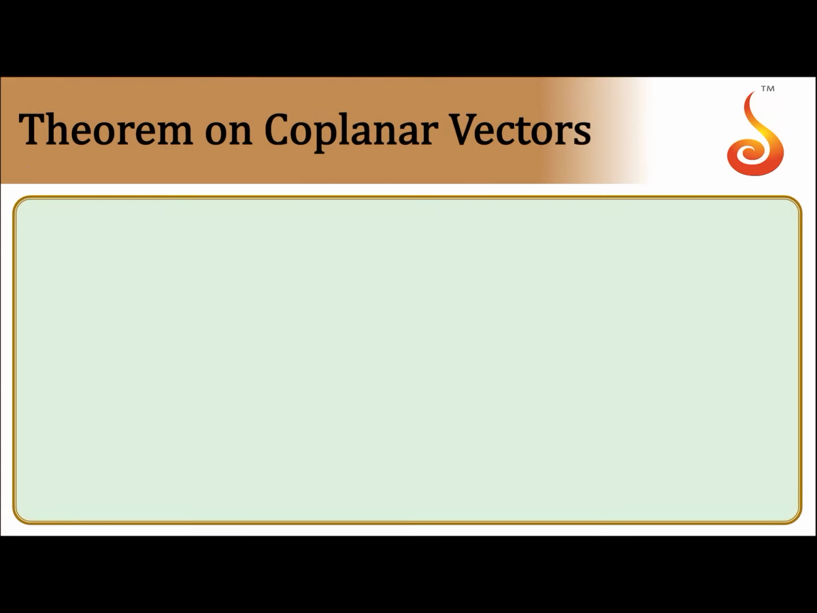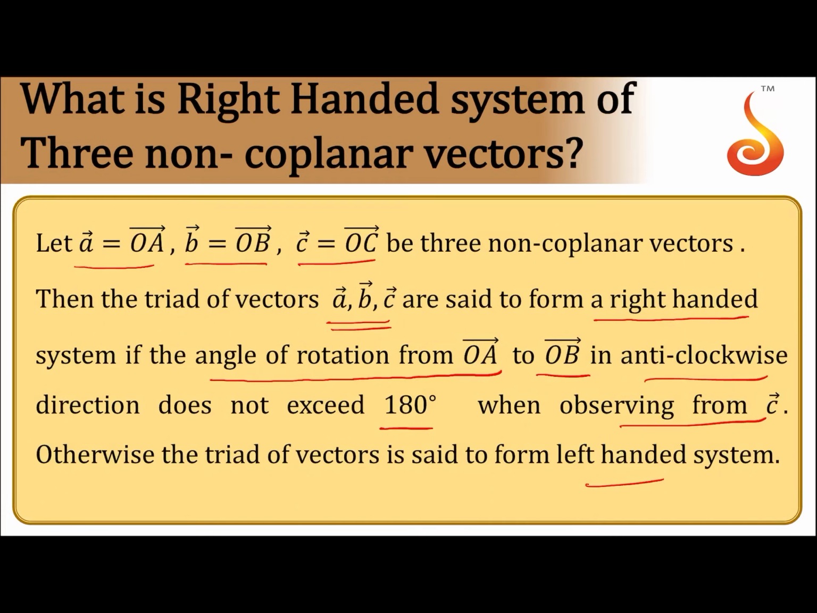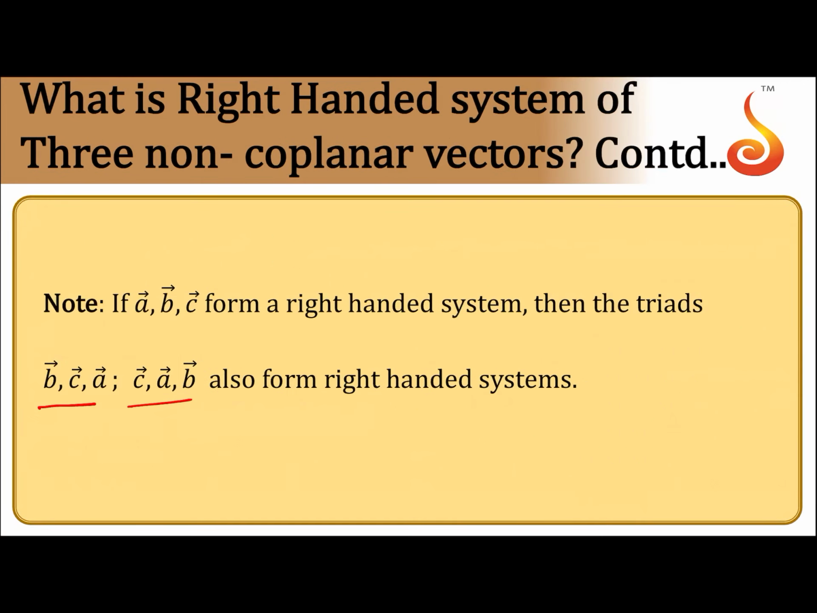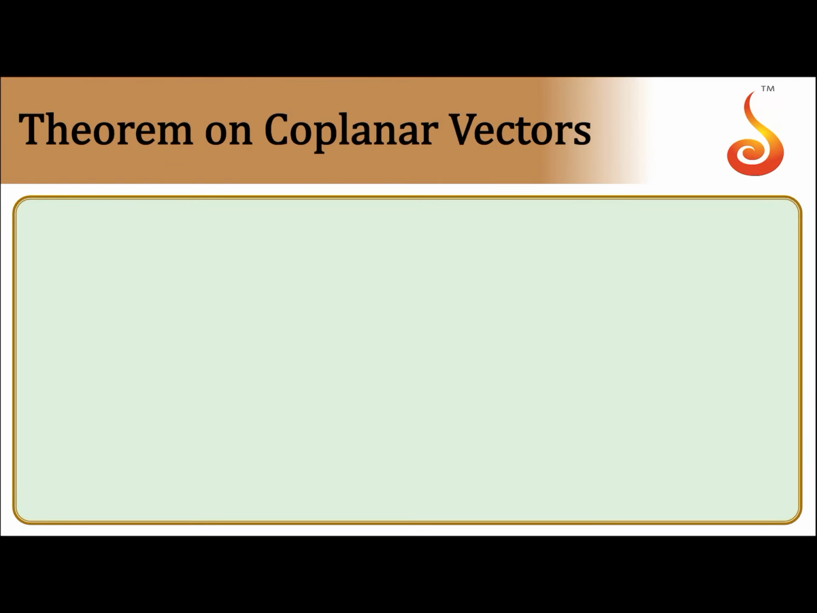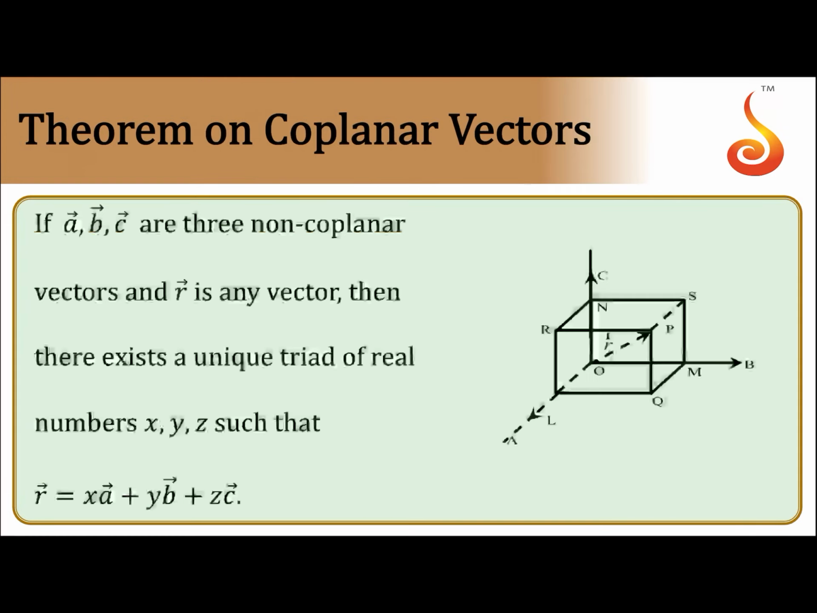Coming to the theorem on coplanar vectors. This is a very important one. If I consider three vectors A, B, C which are non-coplanar, there exists a vector R bar, which is also called a space vector.